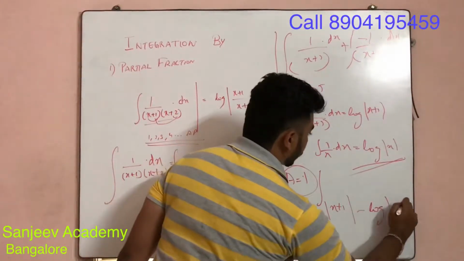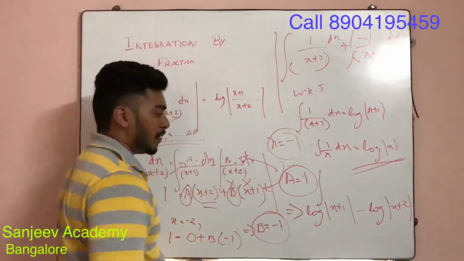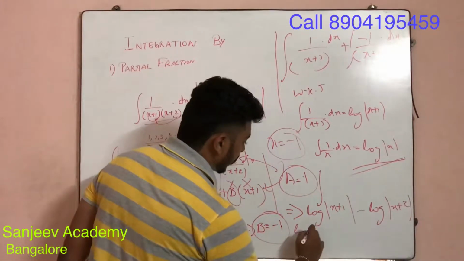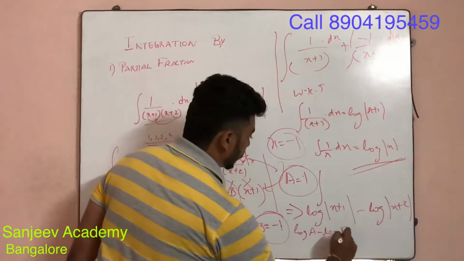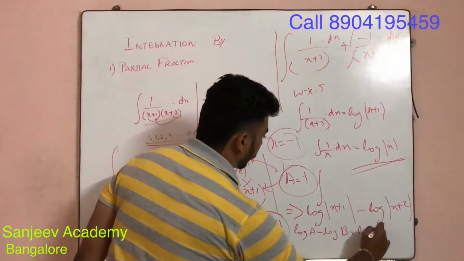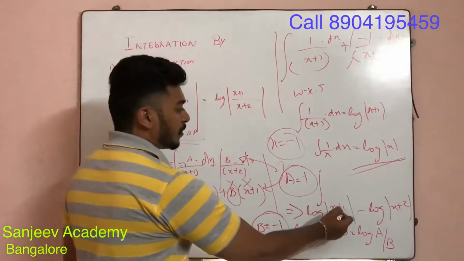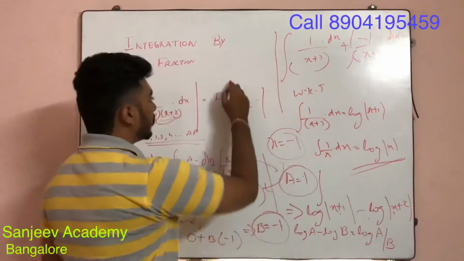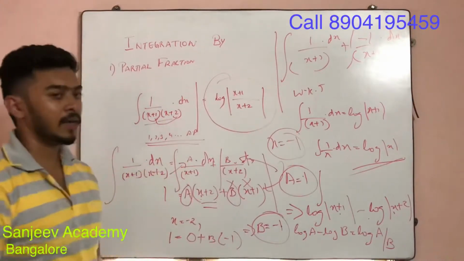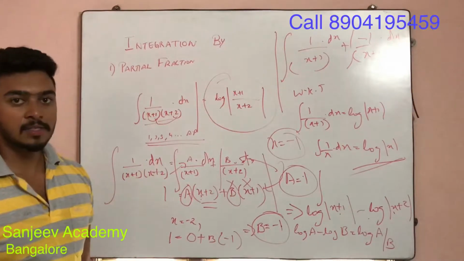Log A minus log B is nothing but log of A by B. So log of (x plus 1) minus log of (x plus 2) is nothing but log of (x plus 1) by (x plus 2). This is our answer for this particular thing. So this is our first problem.